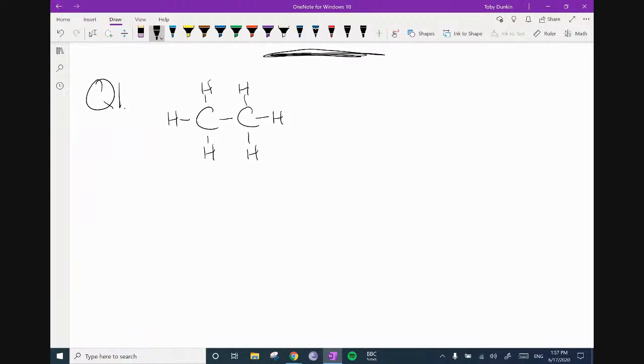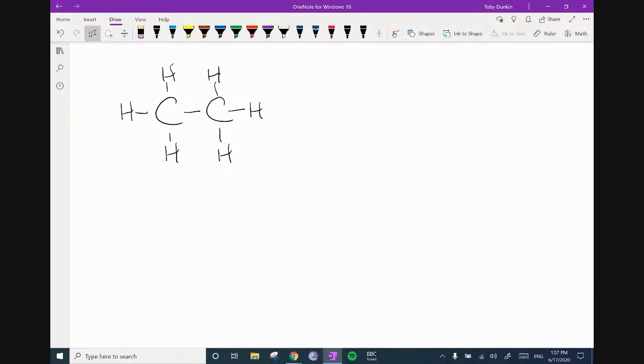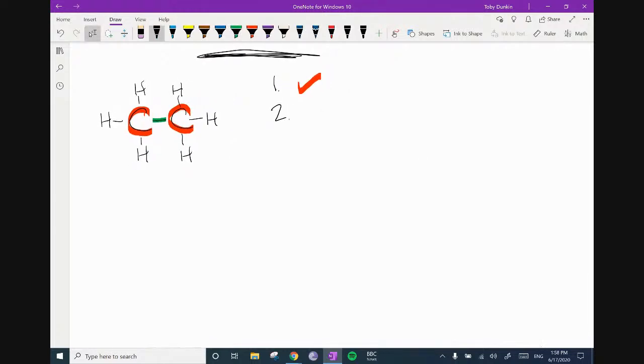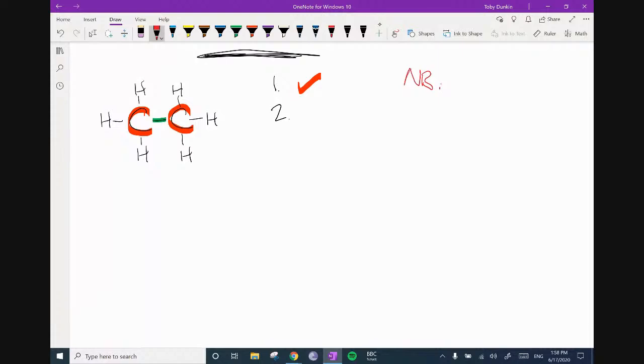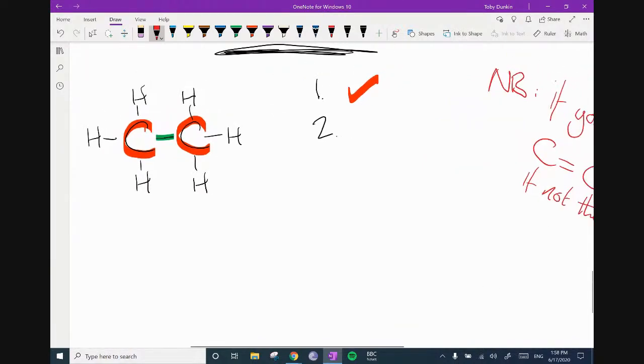Okay, so this is question number 1. And what we're going to do is run all our rules. So number 1, find your longest chain. Step number 1, longest chain: 2 carbons. Tick. Done. Step number 2, ane or ene. This is where we need to pick up a nota bene. The nota bene, which I'm going to put in red, is: if you have C=C, then ene. If not, then ane. In this case, it's a single bond. I'm going to do that in green.